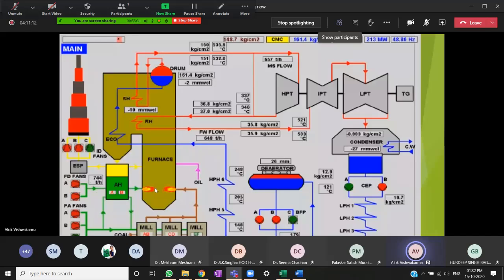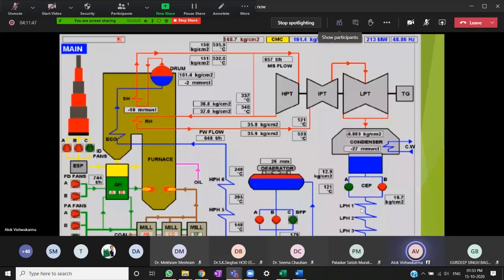And at some time when we are starting the unit, we need the support of oil also. This is light diesel oil. So when there is no coal, we take the support of oil. This oil can also support the ignition function, but it is costly. So as soon as we get synchronized to the grid, this oil support is withdrawn.